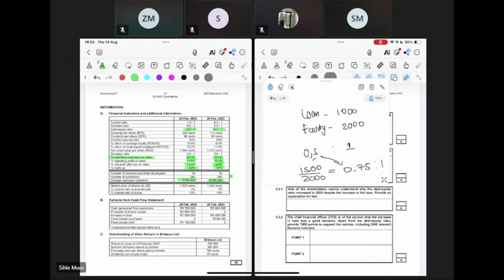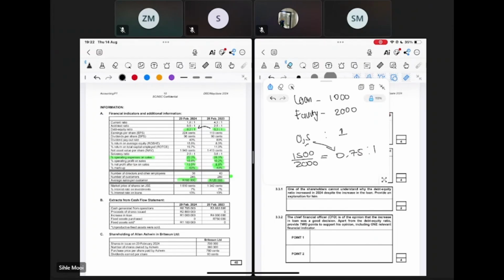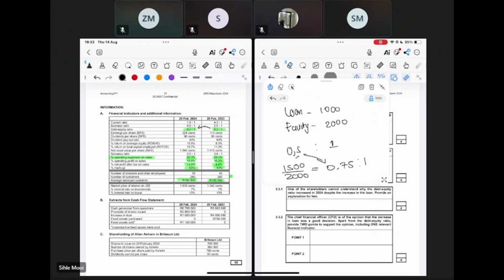But if you look here, what happened? We went from 0.3 to 0.2. So our debt to equity ratio actually decreased. Our ratio decreased. So what does that mean? Even though the loan increased, the equity also increased, and that is what would make our debt to equity ratio decrease.